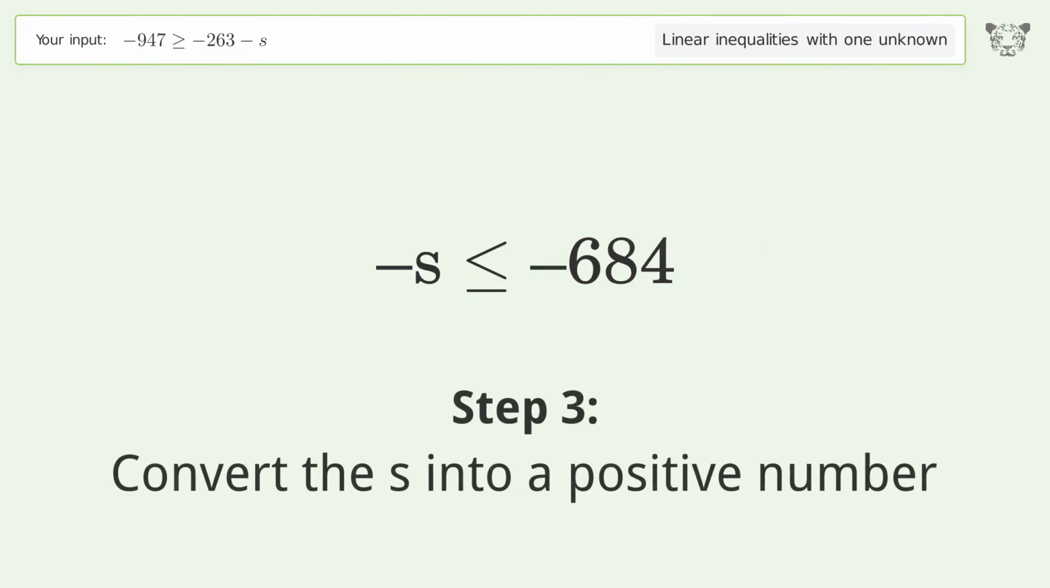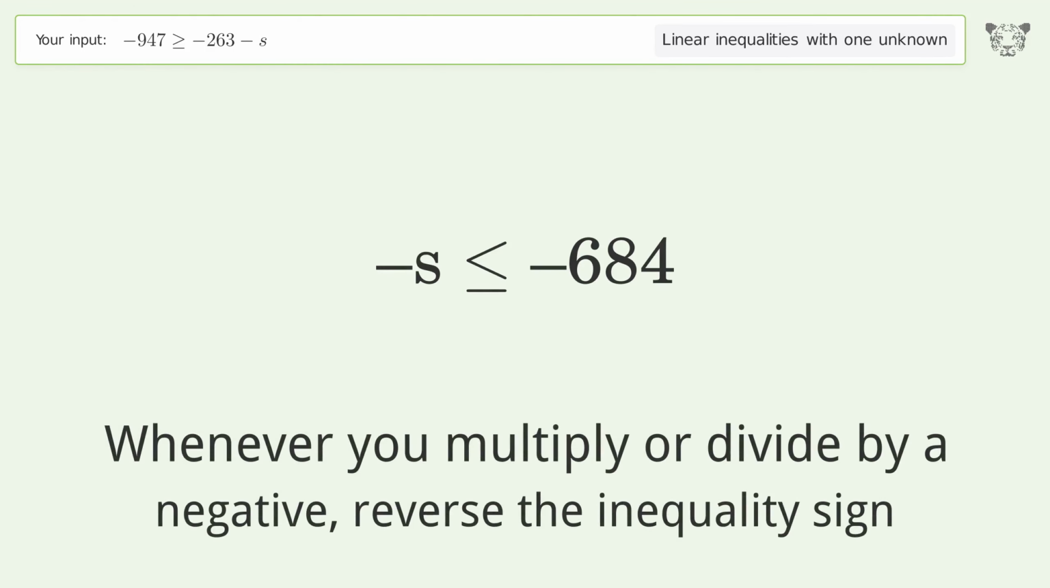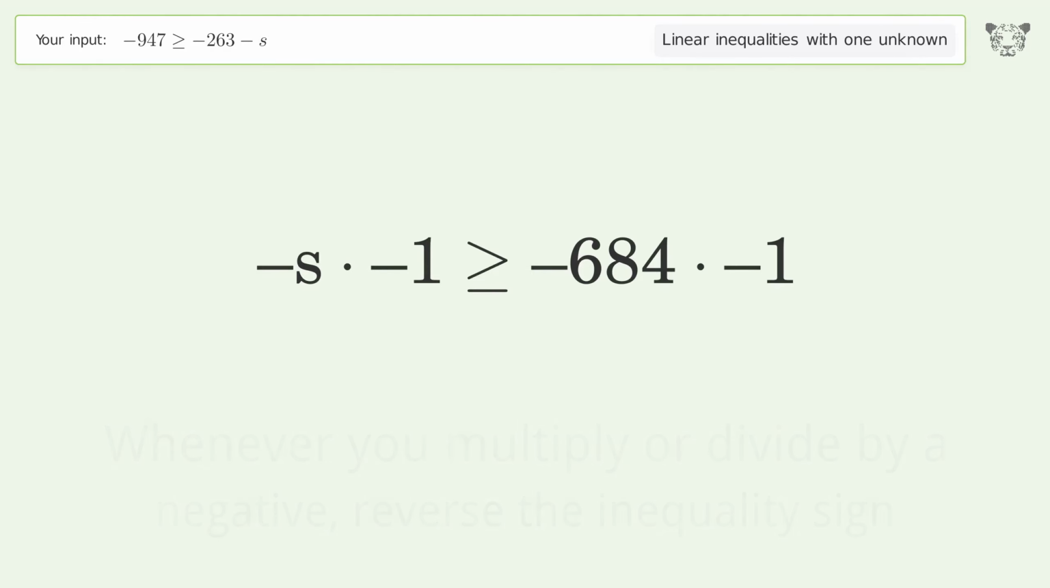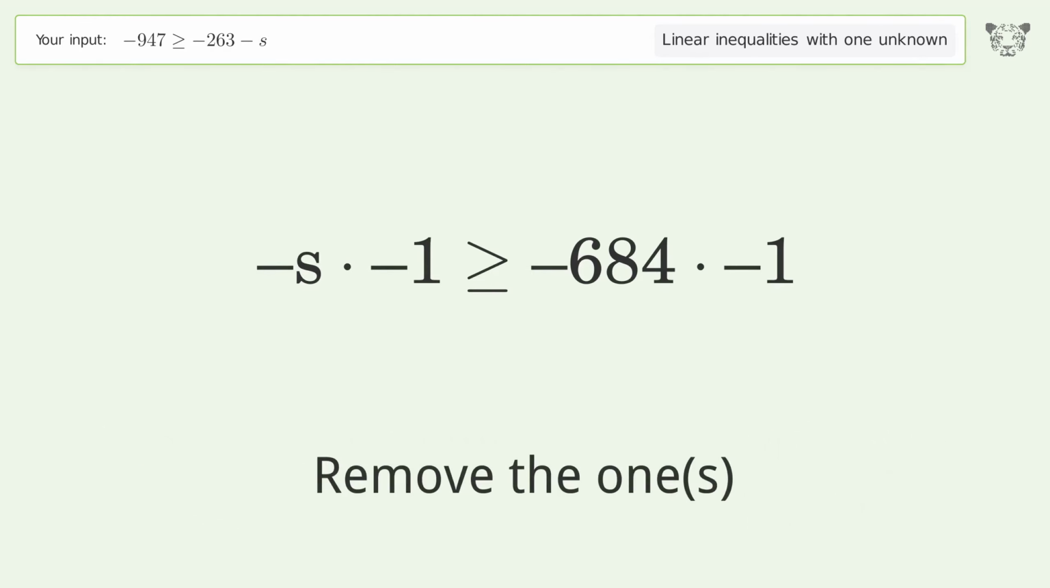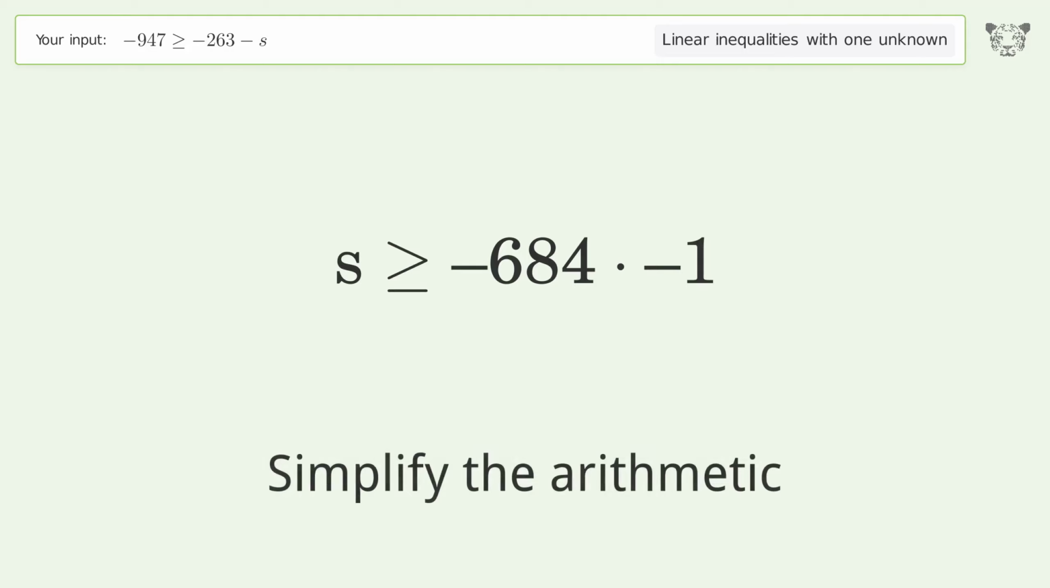Convert the s into a positive number. Multiply both sides by -1. Whenever you multiply or divide by a negative, reverse the inequality sign. Remove the ones. Simplify the arithmetic.